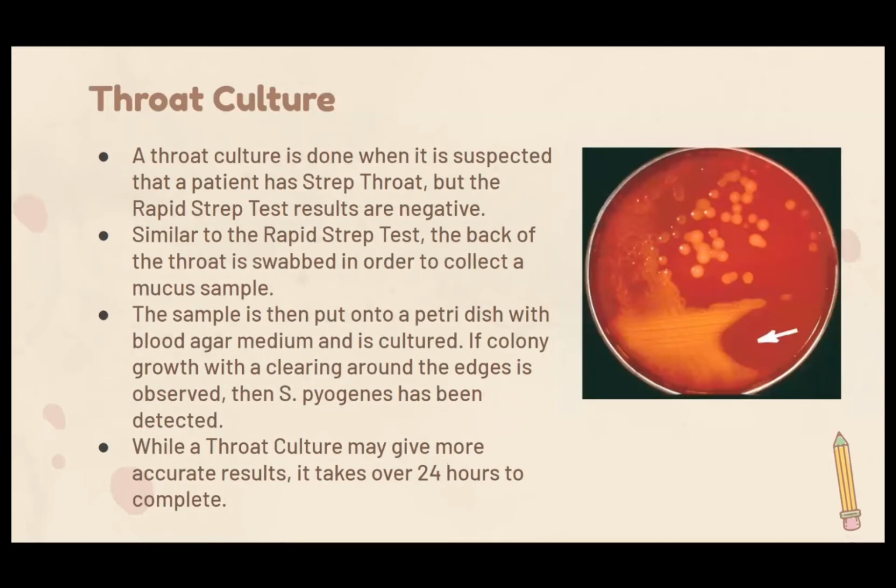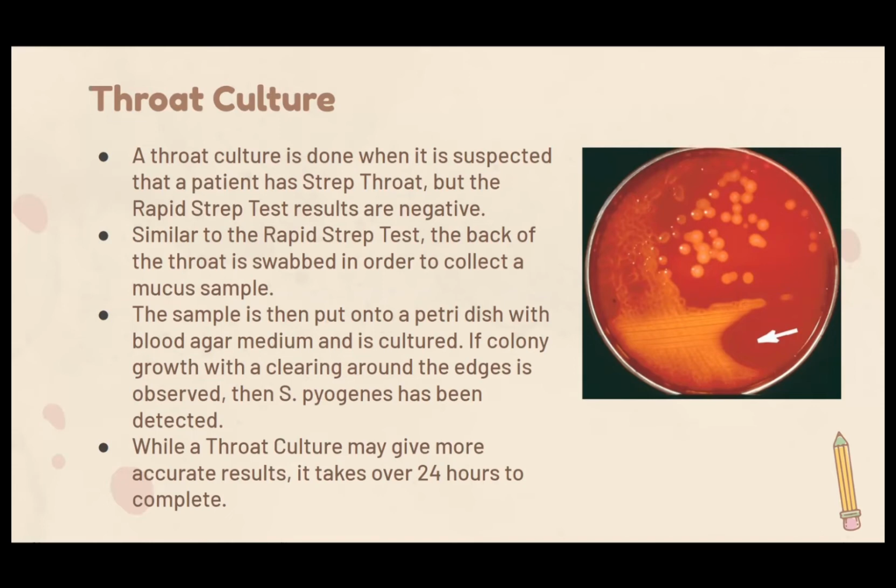Another test that can be done in order to identify Streptococcus pyogenes is a throat culture. So a throat culture is typically done when strep throat is suspected in a patient, but the rapid strep test results are negative. So similar to a rapid strep test, the back of the throat is swabbed in order to collect a mucus sample. This mucus sample is then streaked onto a petri dish with a blood agar medium and it is cultured. And if colony growth is observed with clearing around the edges, then Streptococcus pyogenes has been detected.